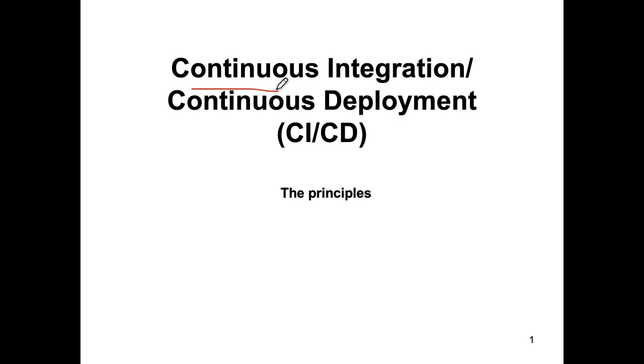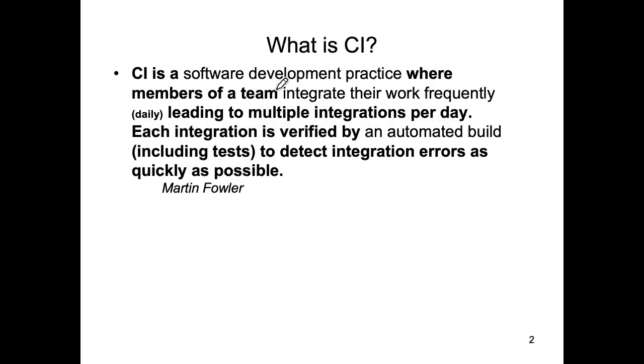The second part of this title, continuous deployment, relates to how you release new code into the production environment. And we'd like that to be fully automated as well. So that's what this whole area is about. Now, unusually, I'll start with a definition. I'm going to talk about continuous integration today. I'll say a little bit about continuous deployment, but the main focus is continuous integration.